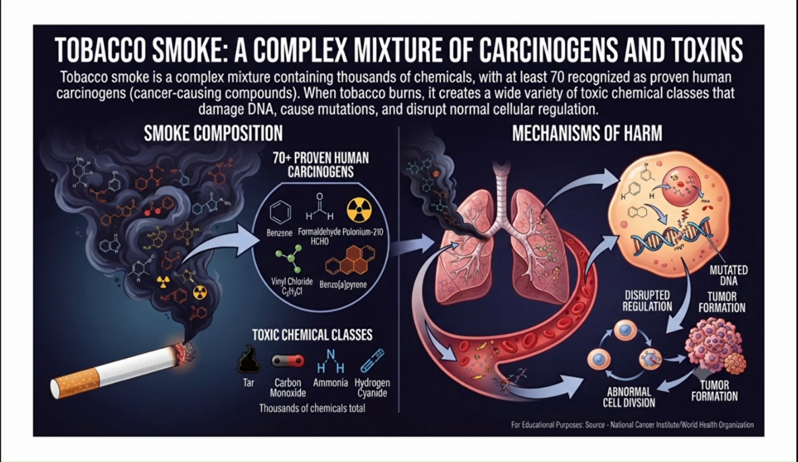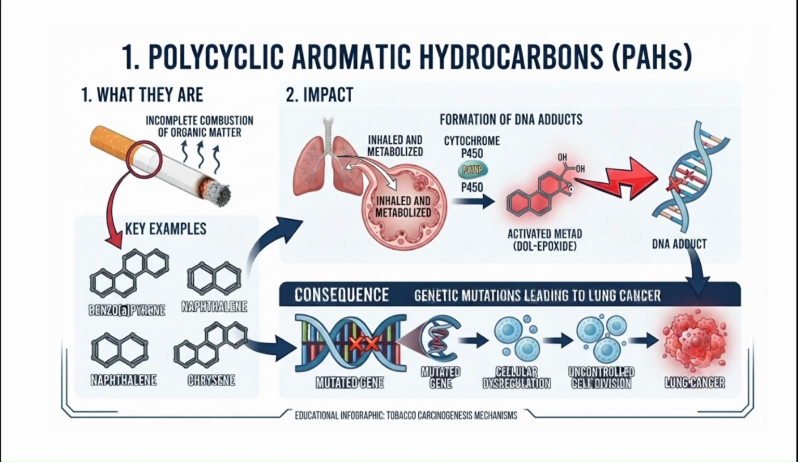When tobacco burns, it undergoes complex chemical reactions that generate a wide variety of toxic classes capable of damaging cellular DNA, causing permanent mutations, and disrupting normal cellular regulation. Let us break down the primary classes of harmful compounds found in tobacco smoke and look at how they impact the human body. 1. Polycyclic aromatic hydrocarbons, PAHs.